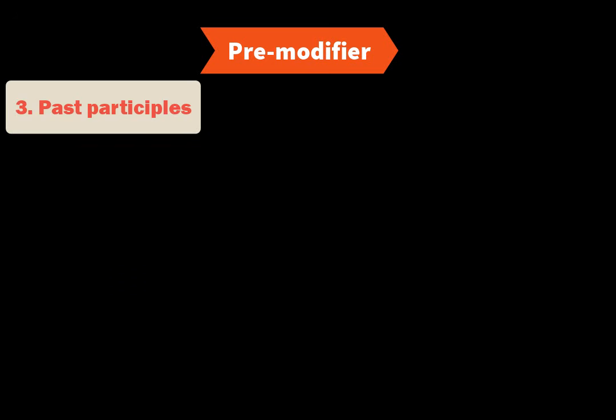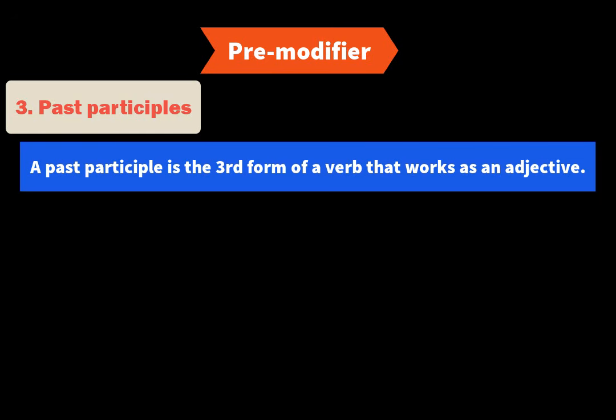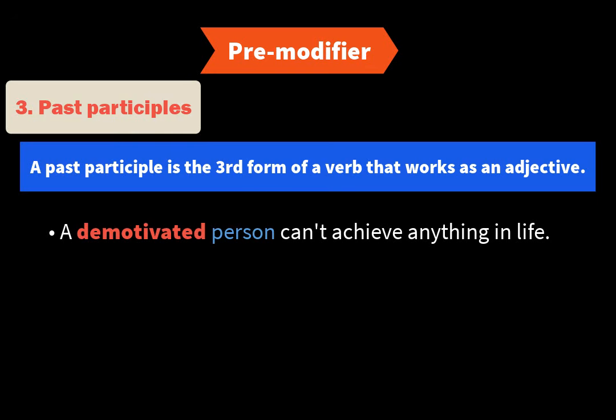All right. Next type of a pre-modifier, past participles. Now, what is a past participle? A past participle is a third form of a verb that again works as an adjective. Very simple. It is a third form of a verb that works as an adjective. Let's take some example. Let's modify the heck out of the noun person. A demotivated person cannot achieve anything in life, which is true.